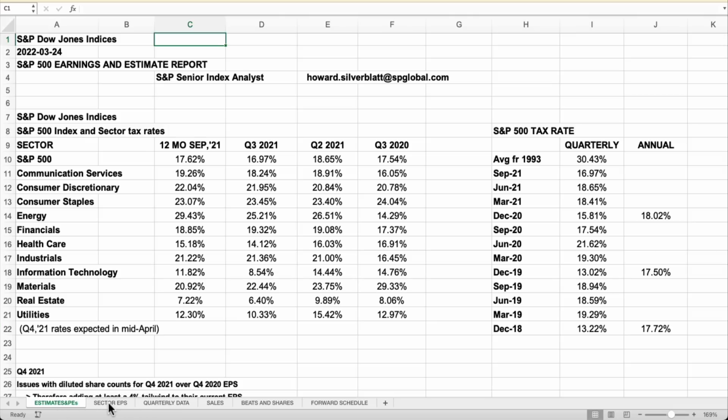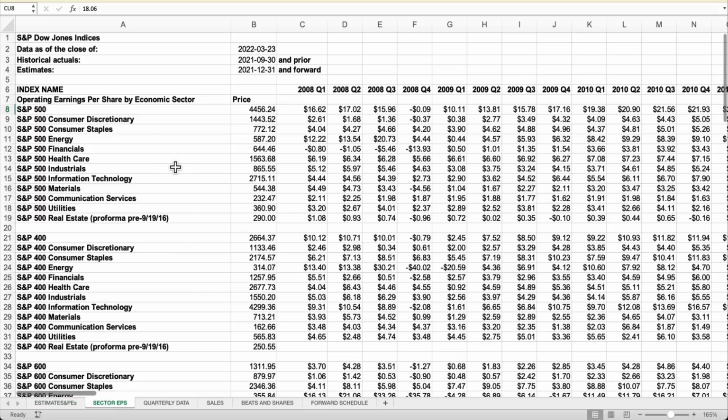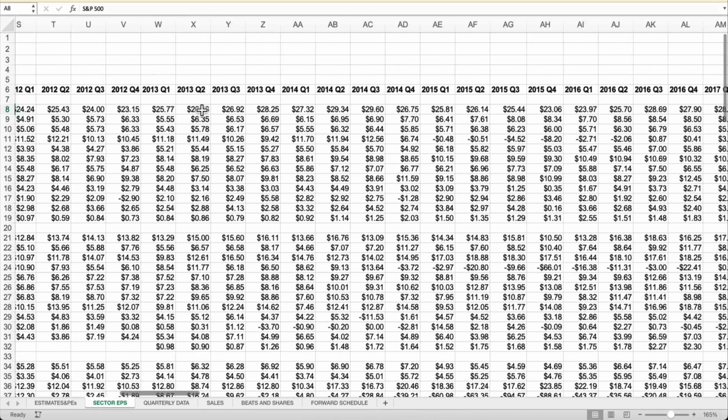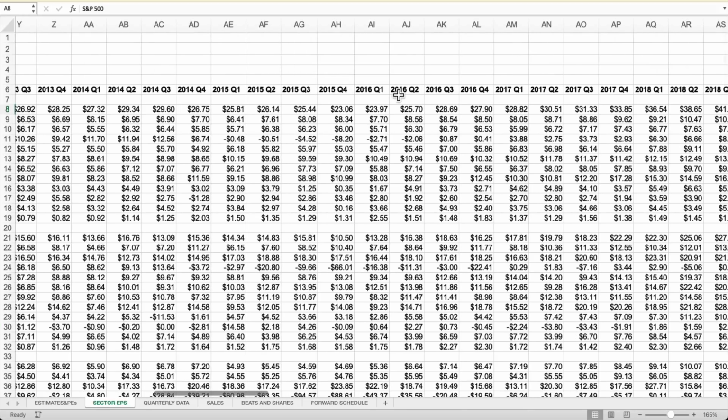Let's go over to sector EPS. And here's the index name. We have the S&P 500 and the sectors of the S&P 500, the current price of the S&P and the price of the sectors as well. So if we scroll across, these are all 2016, 2000.